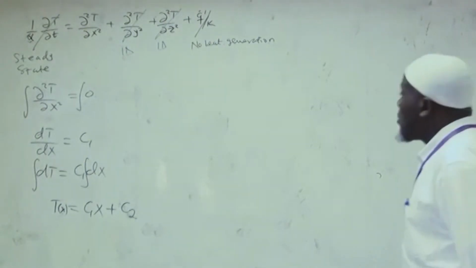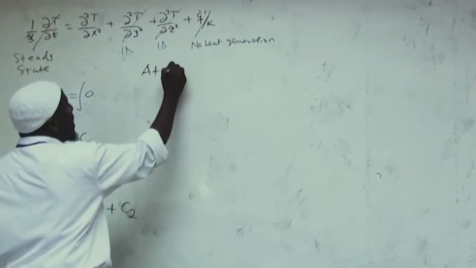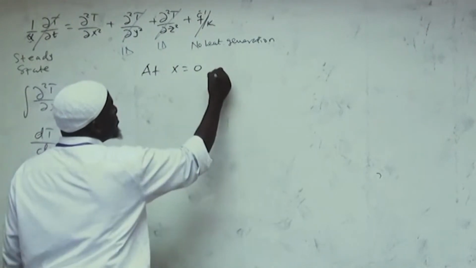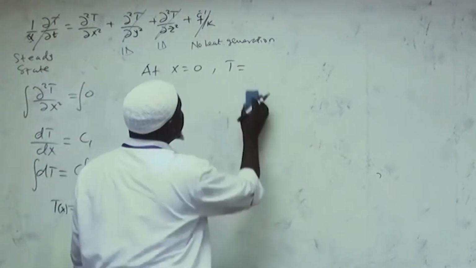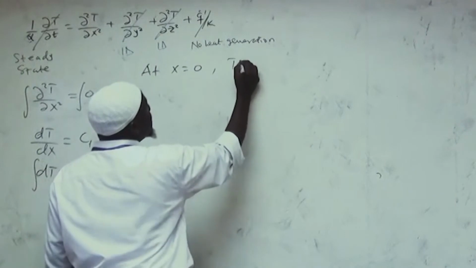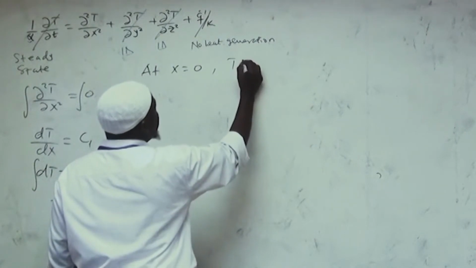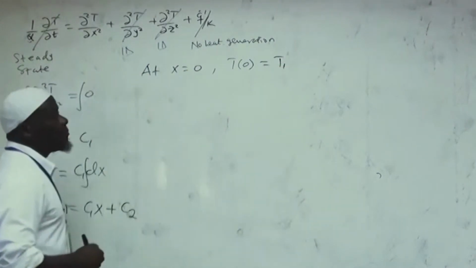You understand? So now we will say at x equals 0, T equals what? At x equals 0, we will have T(0). So T(0) equals T1.